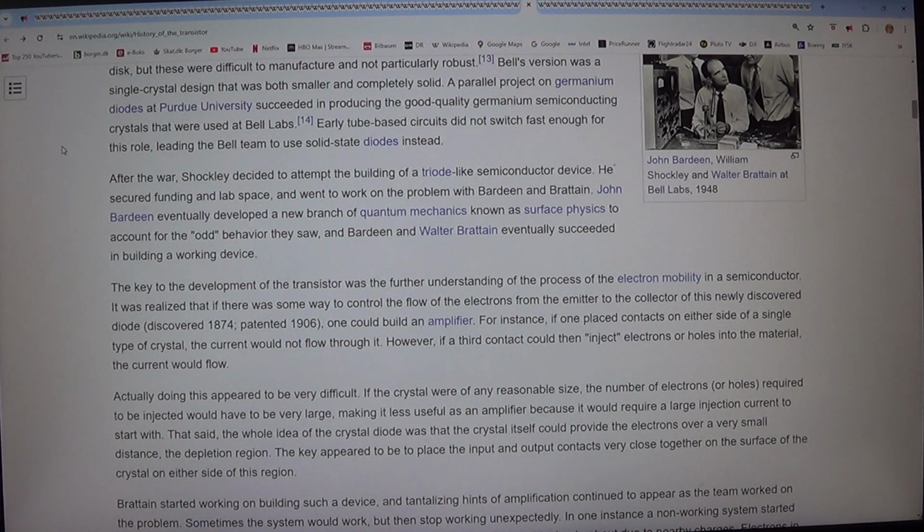Early tube-based circuits did not switch fast enough for this role, leading the Bell team to use solid-state diodes instead. After the war, Shockley decided to attempt the building of a triode-like semiconductor device. He secured funding and lab space, and went to work on the problem with Bardeen and Brattain. John Bardeen eventually developed a new branch of quantum mechanics known as surface physics to account for the odd behavior they saw, and Bardeen and Walter Brattain eventually succeeded in building a working device.